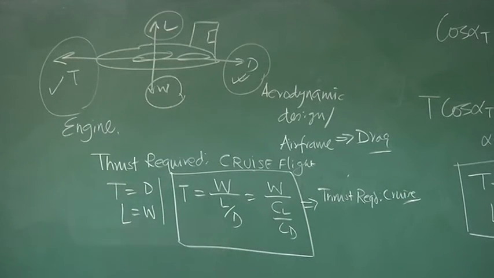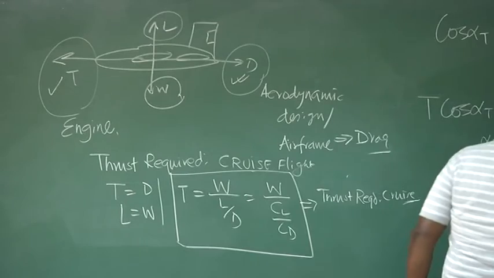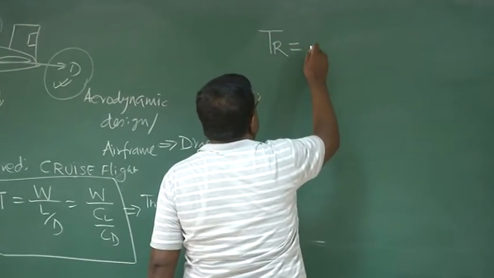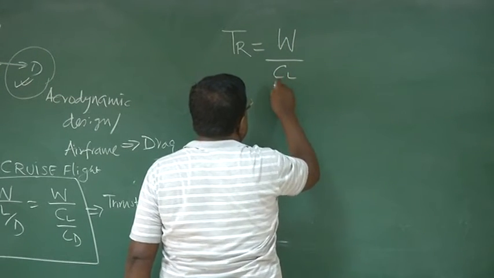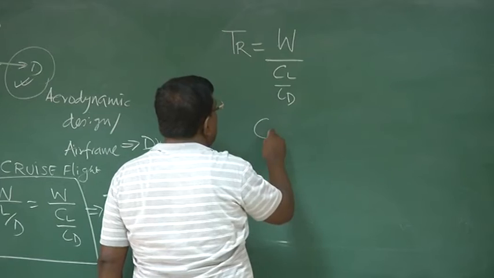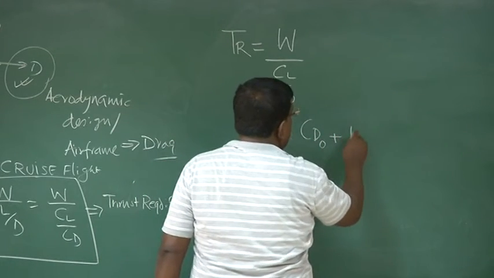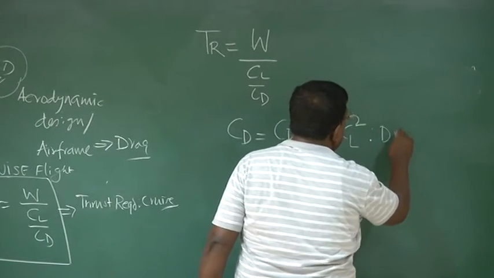But how to calculate this? The question is this: how do I calculate? Let us go one step more to understand how to calculate. Say TR we now represent thrust required, that is, for a given W, this is given by CL by CD, and by now you know CD I can write as CD naught plus K CL square, which is the drag polar of the airplane.